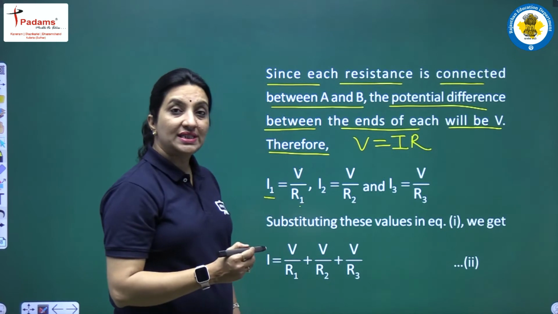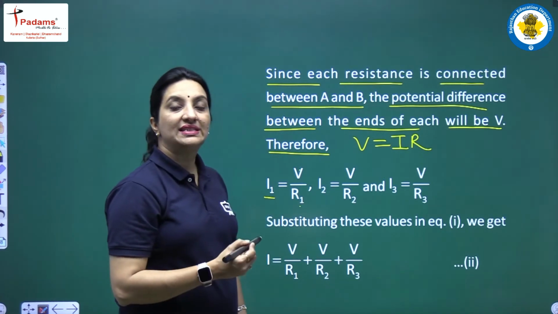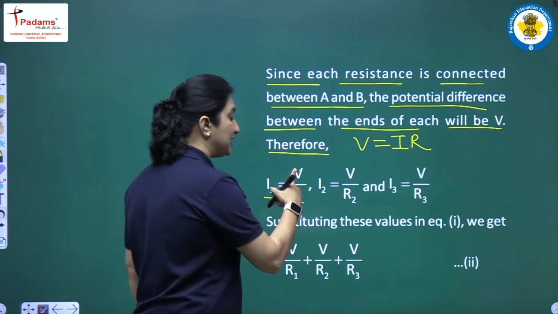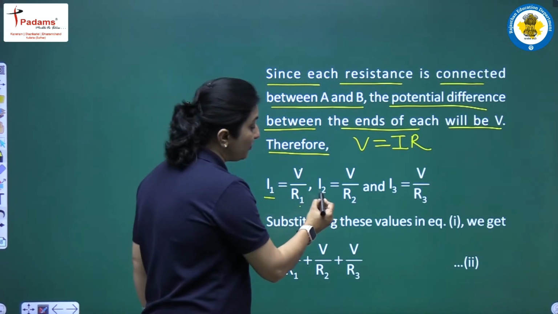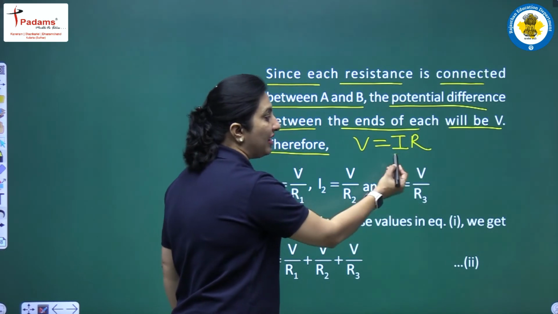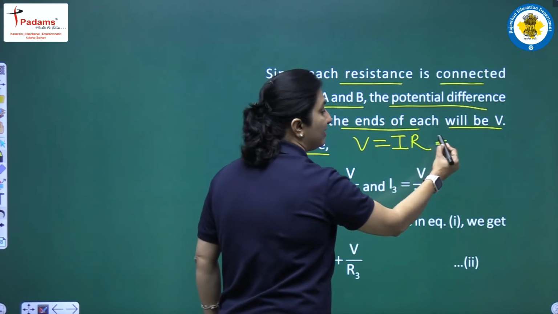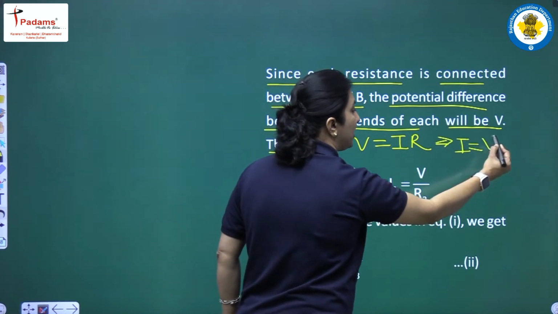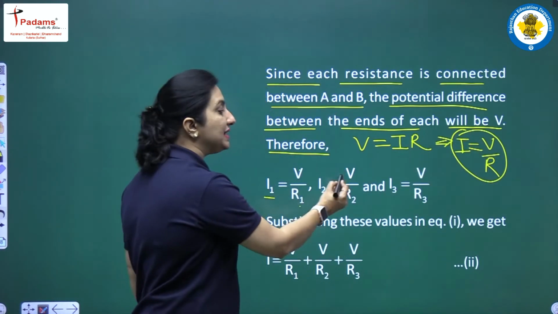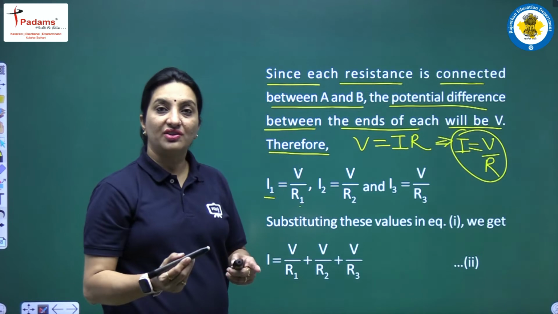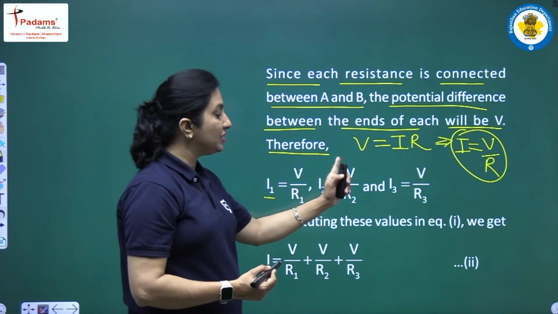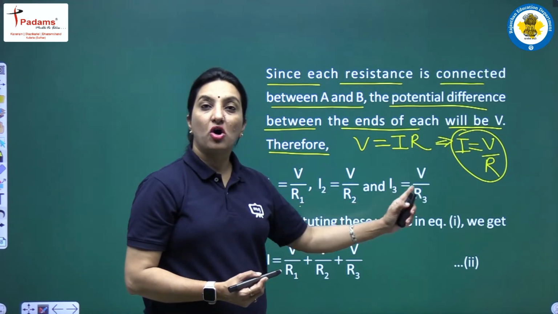Now for the first resistance, the current is I1 and the resistance is R1, but the potential is same. So we will have I1 is equal to V upon R1. Then I2 will become equal to V upon R2 and I3 will become equal to V upon R3. Since I is equal to V upon R, we have used this formula here, keeping the V the same, since the potential across the 3 resistors is the same.